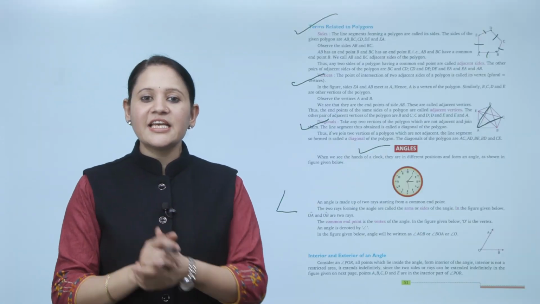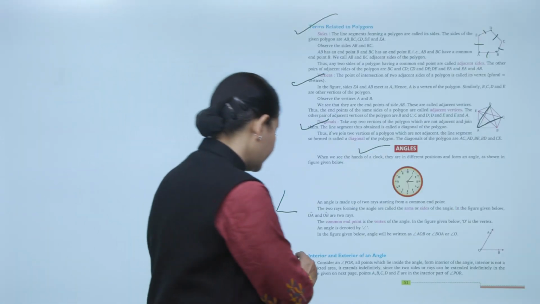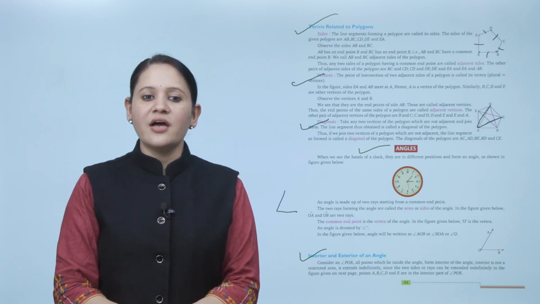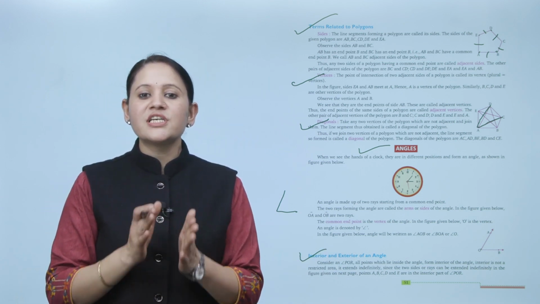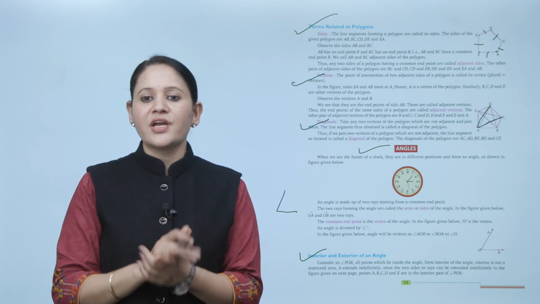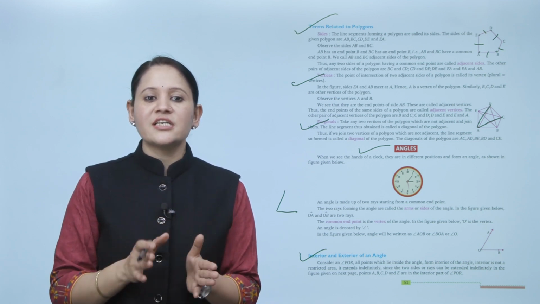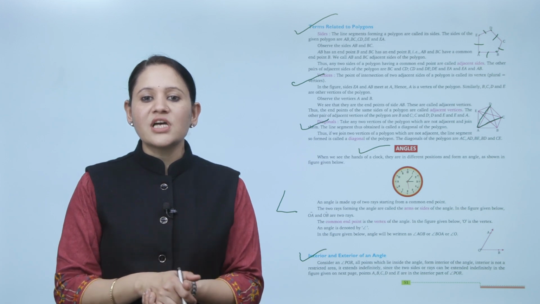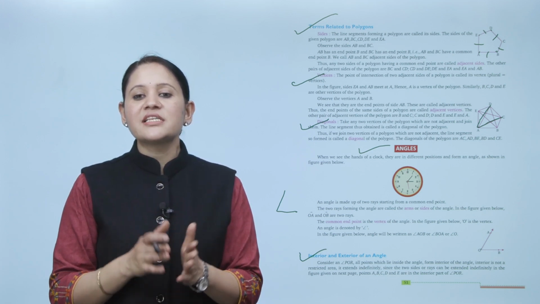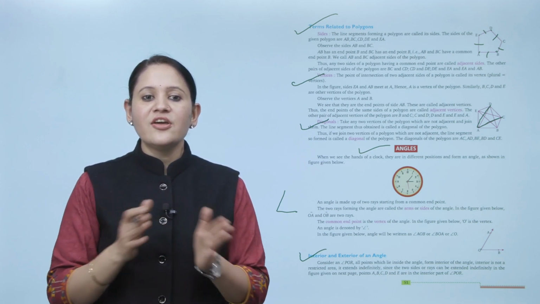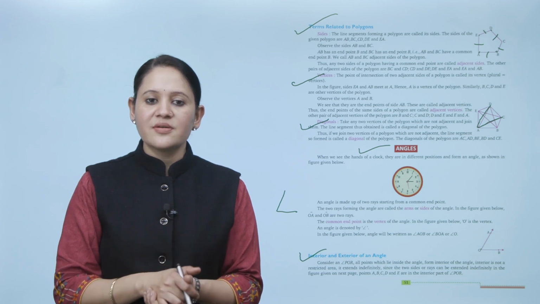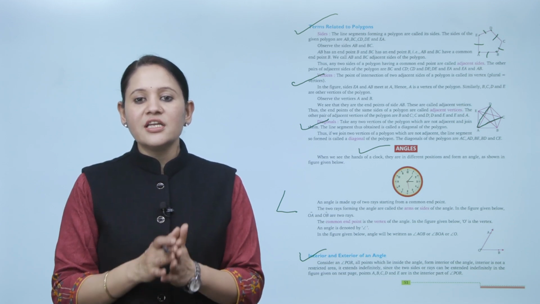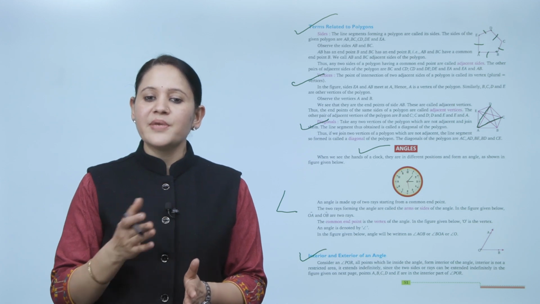Next is interior and exterior of an angle. Consider an angle POR. All points which are inside the angle form the interior of the angle. Interior is not a restricted area. It extends indefinitely since the two sides or rays can be extended infinitely, in the figure given on the next page. Points A, B, C, D and E are in the interior part of angle POR.